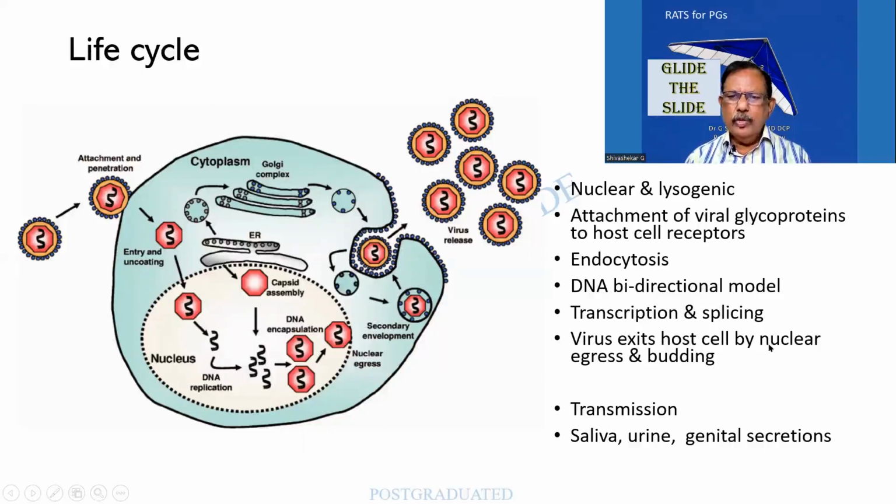The virus exits the host cell by nuclear egress and budding. That is what we are seeing here. So it thrives. The advantage here is once it is inside your cell, it is protected from all the immunological and phagocytic aggression. The transmission of the virus can be by saliva, urine, and genital secretions. Sometimes it can come from the mother to the child.